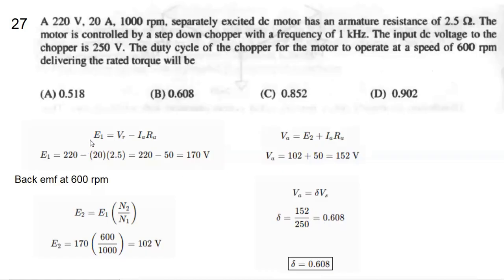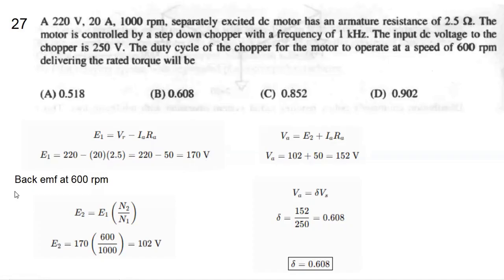We know that back EMF is equal to VR minus IA RA, and this VR is given as 220 volt. That is, VR is nothing but the rated voltage. So E1 is the back EMF at the rated condition, which can be written as VR, 220, minus IA, the rated current, which is given as 20, times the armature resistance, 2.5. So 220 minus 20 into 2.5 will be equal to 170 volts. So the back EMF at the rated condition will be 170 volts.